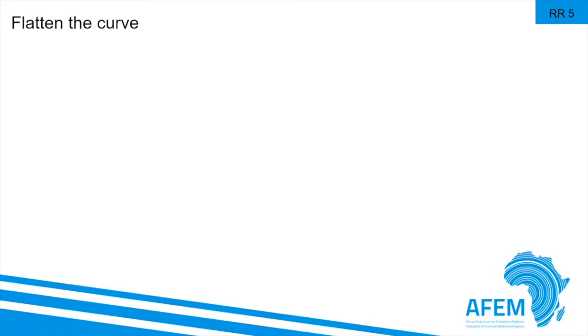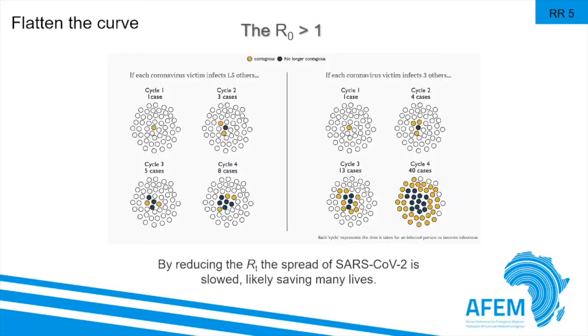So I'm going to jump ahead to Rapid Review 5, and the Rapid Review focused on a concept which I'm sure you're all familiar with, the reproduction number, speaking to reducing the number of infections that will be transmitted by an index case. And it's quite clear that by reducing the reproduction number, we slow the spread of the virus. And in the context of South Africa, this has meant saving many lives, and across the world, it has meant saving many lives.